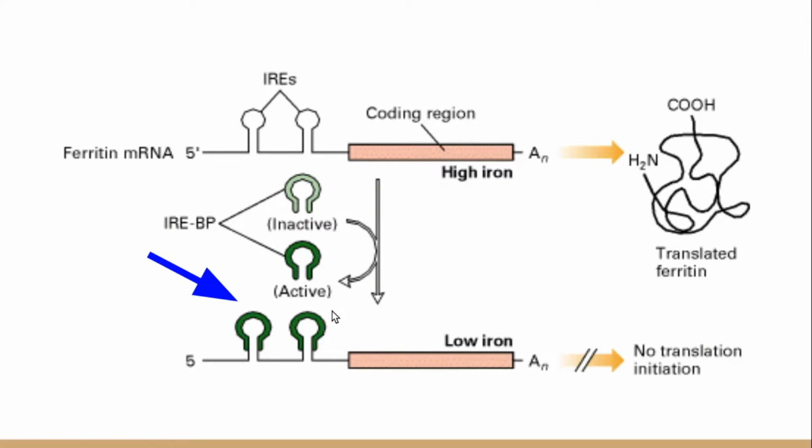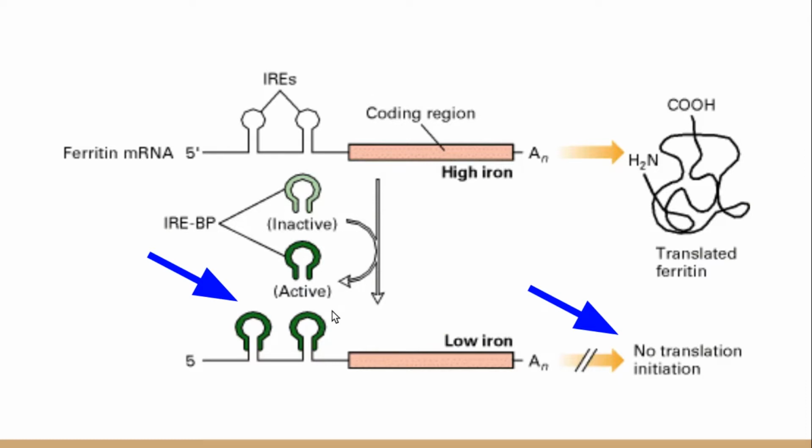The IRE is a 5' sequence that forms a stem loop structure after transcription that can bind to specific mRNA binding proteins called IRP1 or also IRP2. In this graphic, they're called IRBPs, IRE binding proteins. These IRPs will recognize and bind the stem loop, and they simply prevent translation initiation. As you can see here, there's no translation initiation.